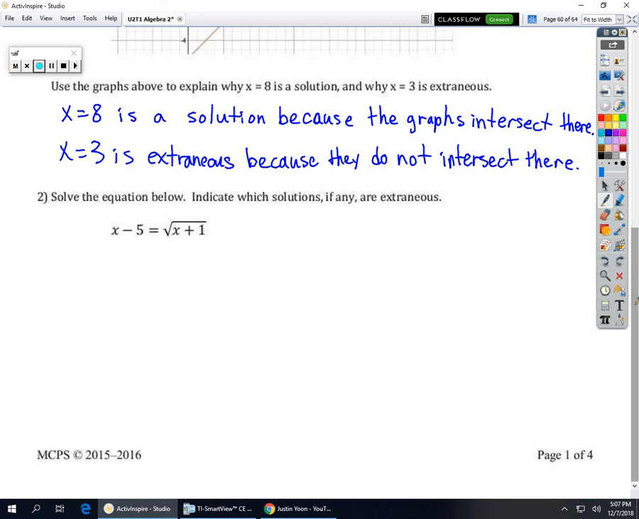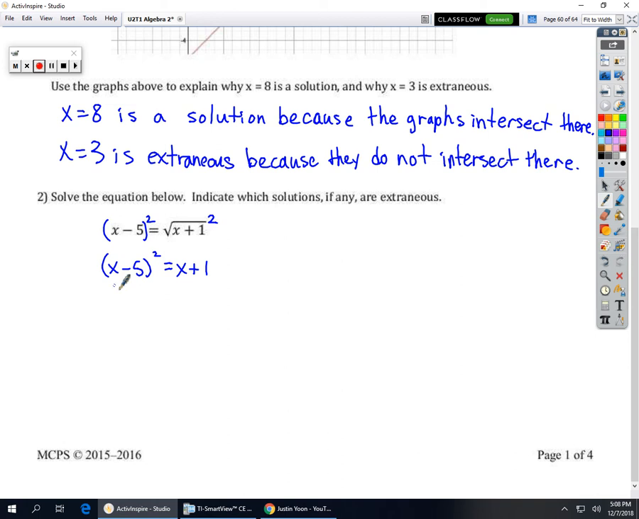Number 2, solve the equation below. Indicate which solutions, if any, are extraneous. So we're going to be solving this by hand now. So what I would do first is I would square both sides. Don't forget the parentheses. So that means this equation changes to (x minus 5) squared equals x plus 1. Remember, when you have a square and a square root, that eliminates that square root there.